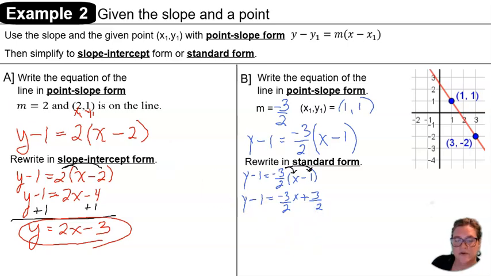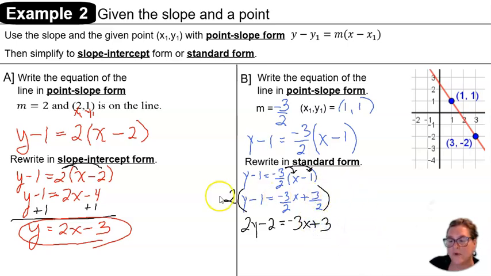Okay, now I want to get rid of my fractions because standard form has whole number coefficients and constant. So I'm going to multiply each of these terms by 2. So 2 times y is 2y. 2 times negative 1 is a minus 2. 2 times negative 3 over 2x, the 2's cancel, and that leaves a negative 3x. 2 times positive 3 over 2 is a positive 3. And see how multiplying by that denominator to each term in the equation eliminates the fractions.